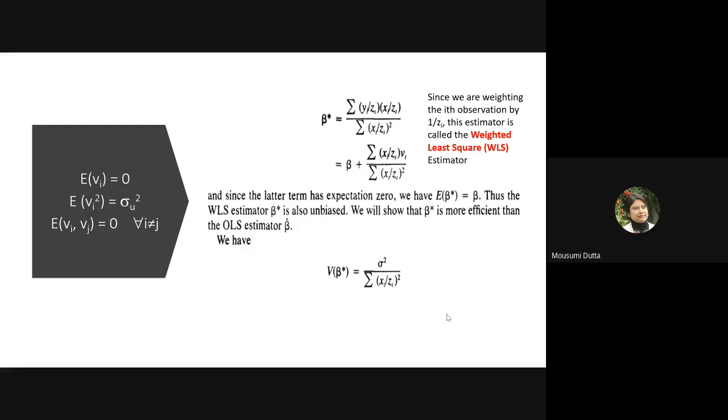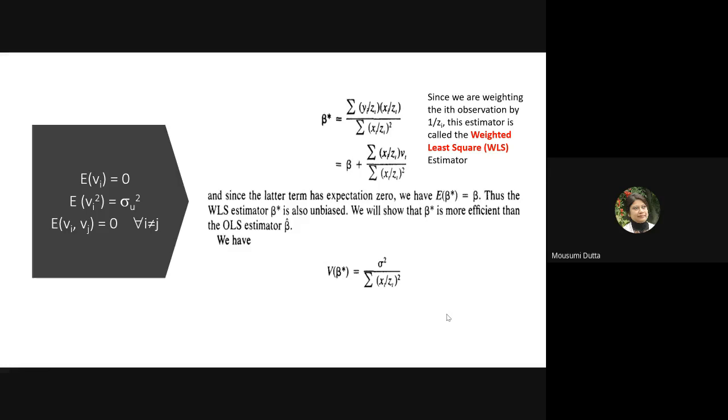Okay, so what we are doing, we are transforming the model. How are we transforming? Taking a weight. From where are we getting this weight? We are looking at the multiplicative constant, sigma u square into the variable part, taking the square root of that variable part, and 1 by that square root we are considering as weight.